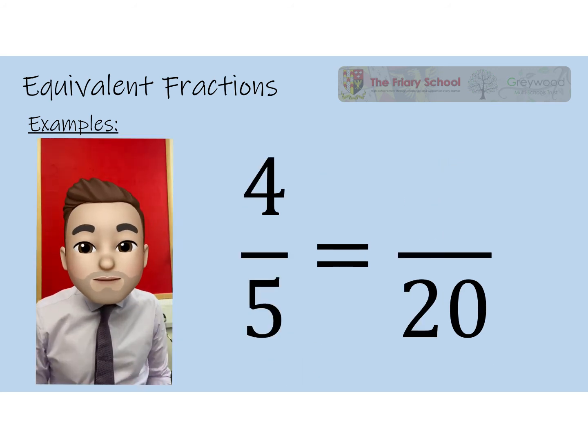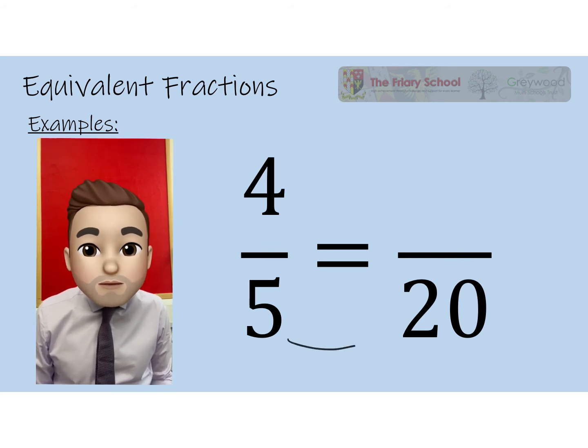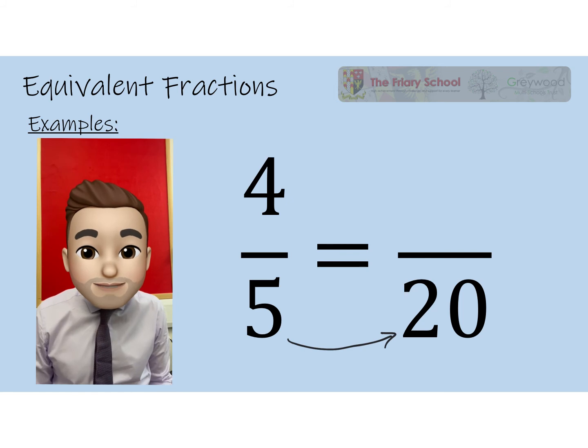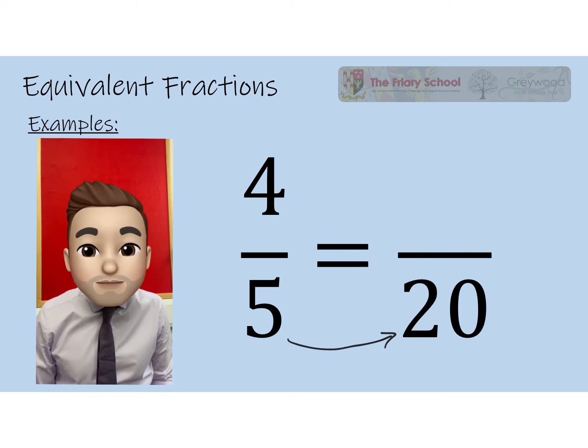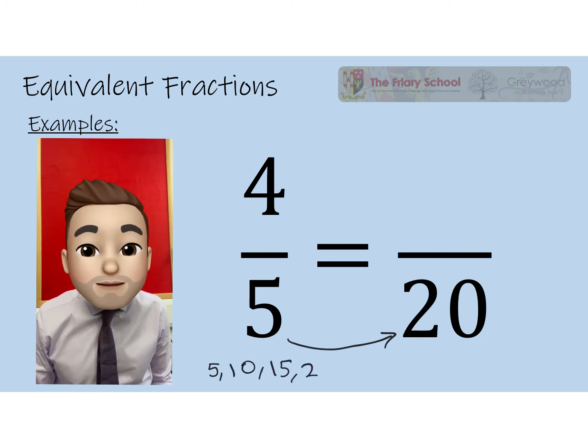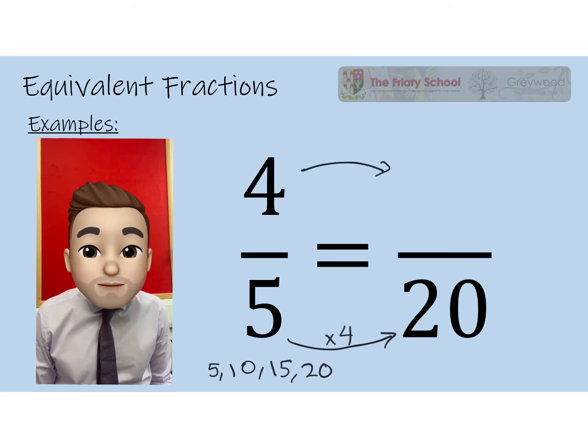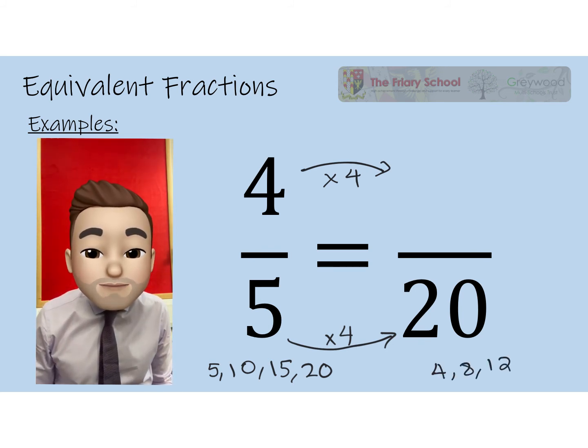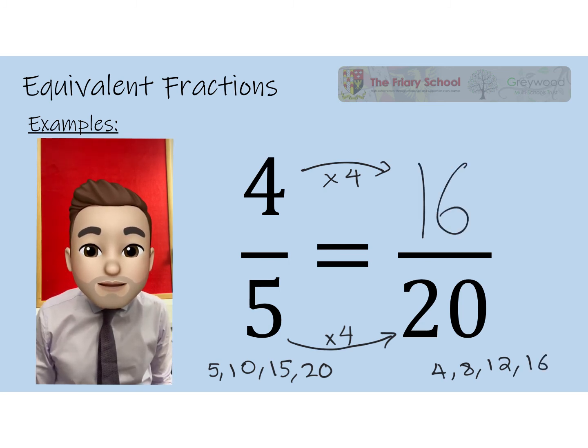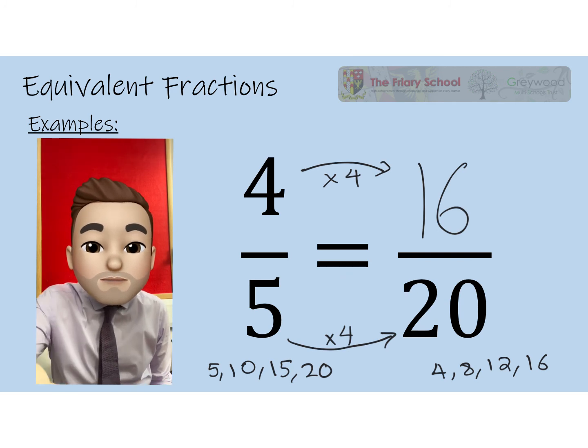Let's do one more example. So here we have 4/5 is equal to something out of 20. So 5 has been multiplied by something to get 20. So let's go up in our 5 times table to see what it was. So 5, 10, 15, 20. So 5 has been multiplied by 4 to get 20. So therefore the numerator must also have been multiplied by 4. So 4 times 4. So let's go up my 4 times table: 4, 8, 12, 16. So the numerator must be 16. So 4/5 is equivalent to, or equal to, 16/20.